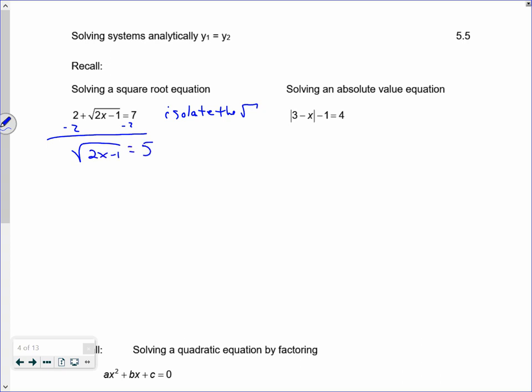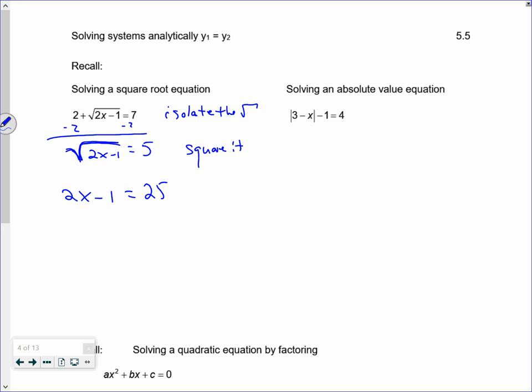Okay. Once you've isolated the square root, you need to eliminate the square root. You eliminate the square root by squaring it. You just square both sides. When you square the left side, the square root, this thing right here, just disappears. It's gone. And when you square the right side, 5 squared is 25.